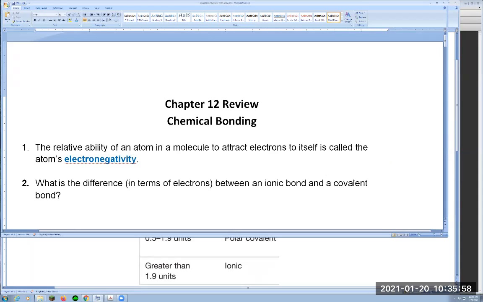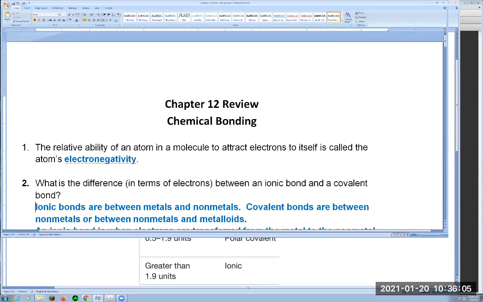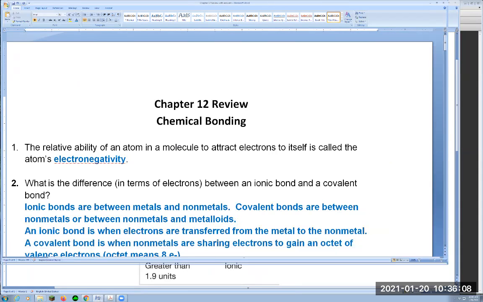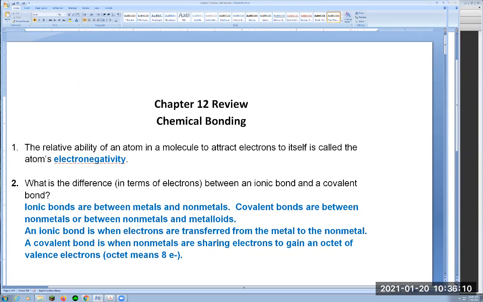So question 2, what is the difference in terms of electrons between an ionic bond and a covalent bond? Let me remind you that, if you haven't learned that yet, you need to remember that ionic bonds are between metals and non-metals. Remember how metals are on the left side of the periodic table and non-metals are on the right side of the staircase in the periodic table. And covalent bonds are between non-metals or between non-metals and metalloids.